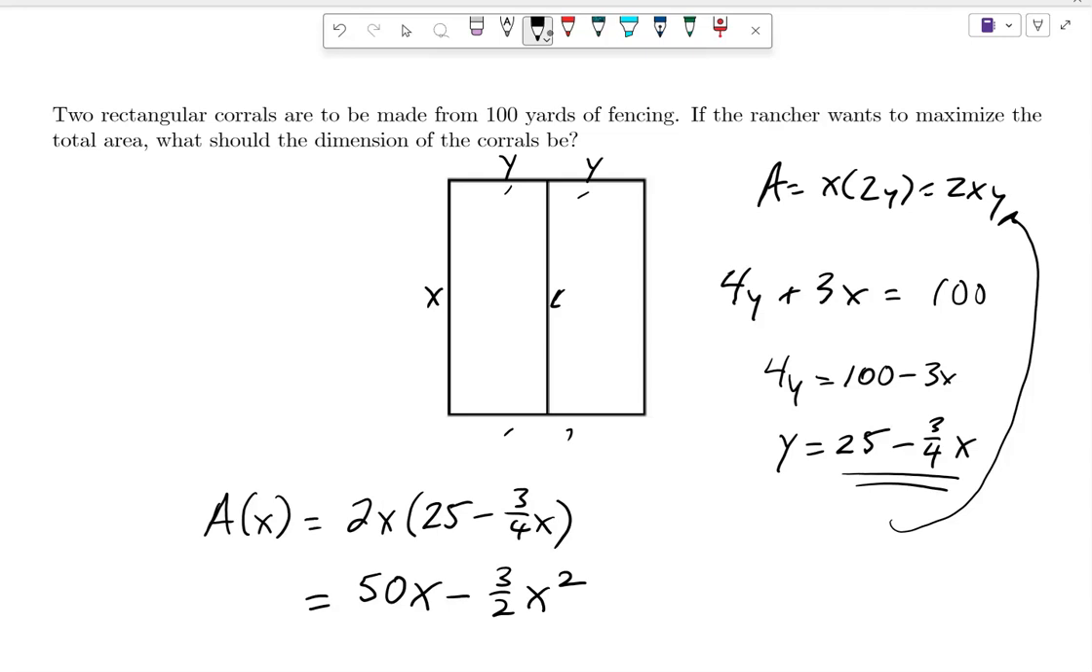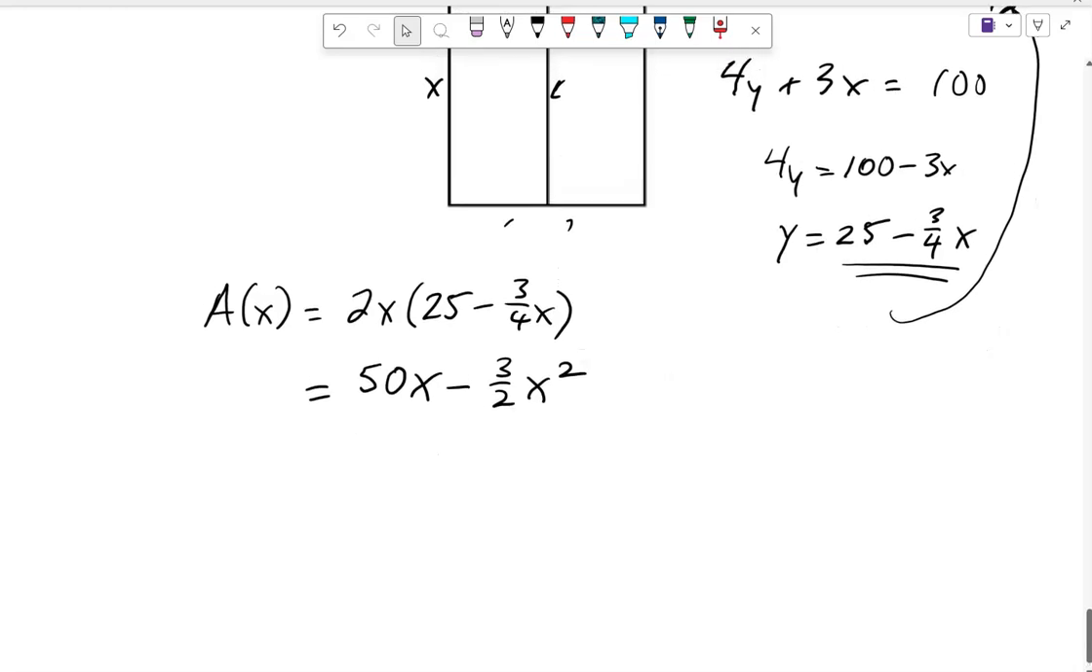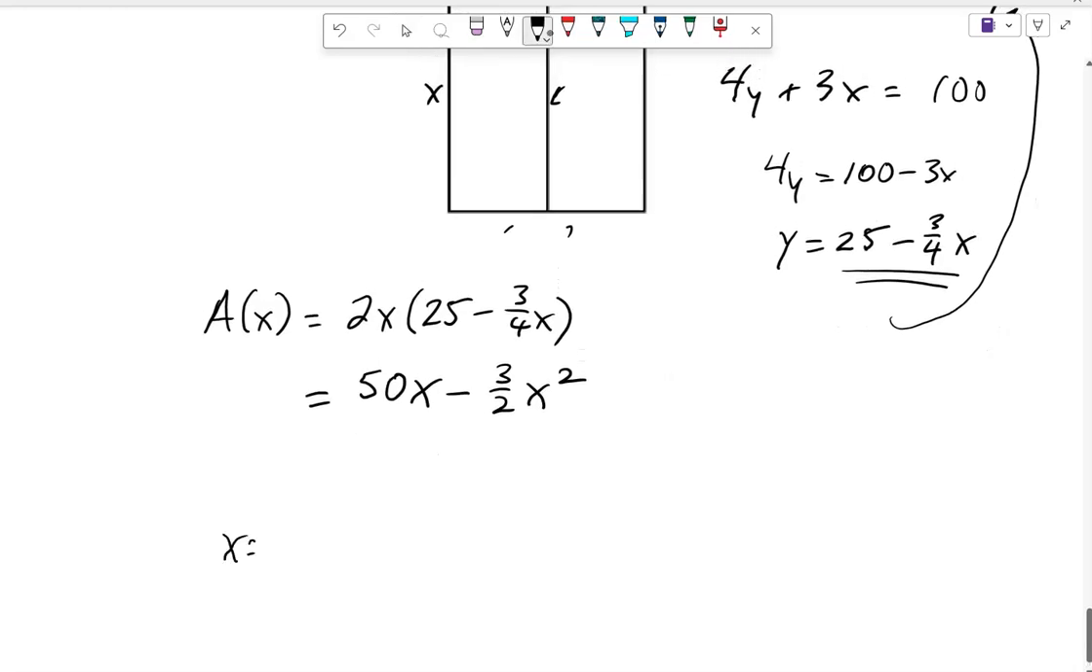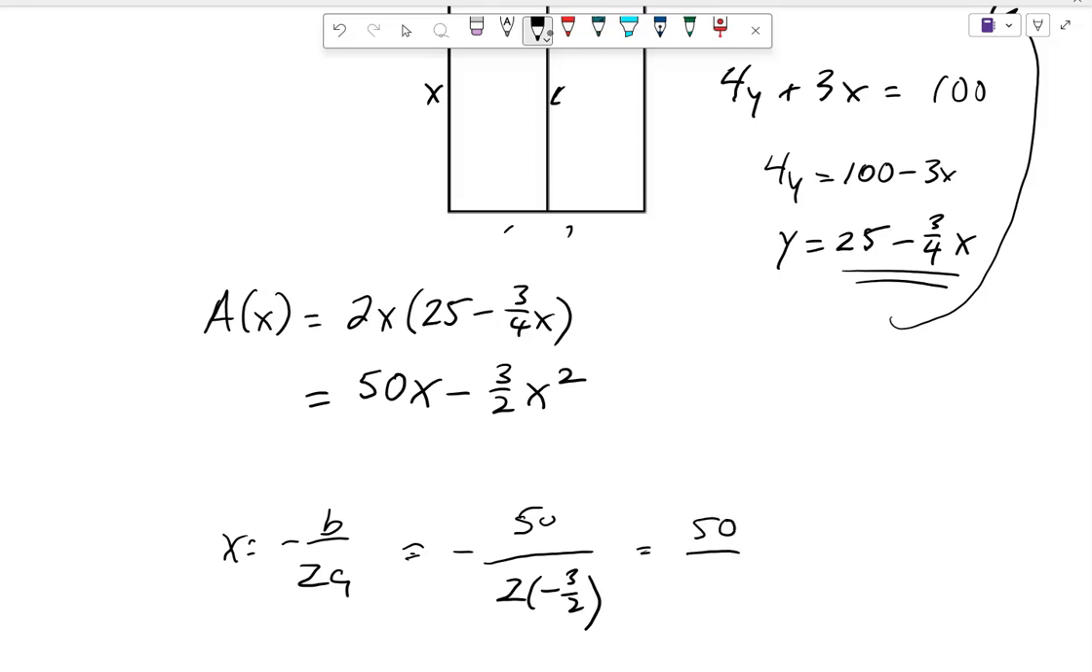Okay. So how do we find the x coordinate for your vertex? Yeah, the negative b over 2a again, right? You just told me the b was 50 and the a was negative 3/2. We get, what, 50 over 3 it looks like? We're done.